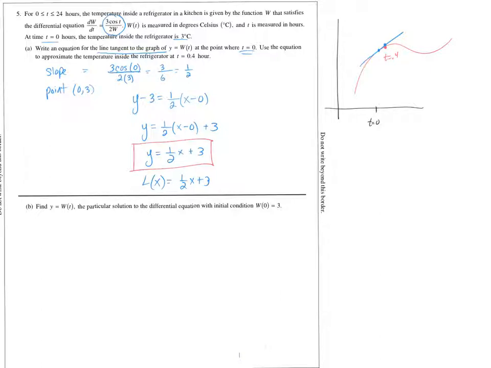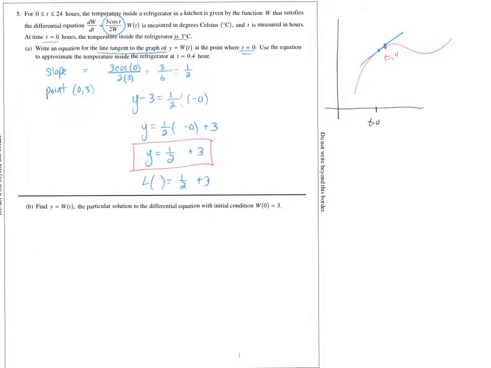Now, use that equation to approximate the temperature at t equals 0.4. Well, I have a major issue here. I used x's instead of t's. I should go back and change those to all t's. Okay, that's sloppy.